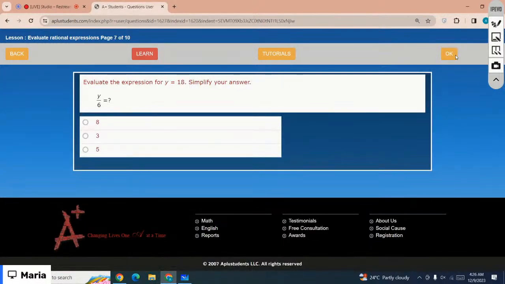Evaluate the expression for y equals 18. So, which is the correct option? Yes, that is 18 over 6, and the correct option is 3, right?